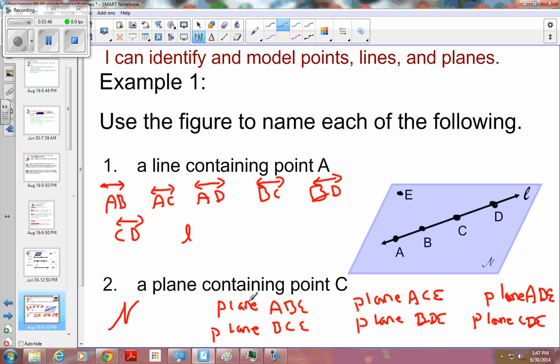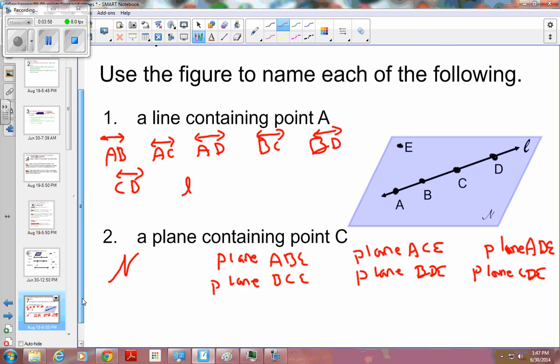And then I could change these letters around. I could go B, A, E. I could go E, B, A. I could go E, A, B. And there'd be a whole bunch of different ways I could change all those letters around. But those are the main ways I could name those parts of the figure.